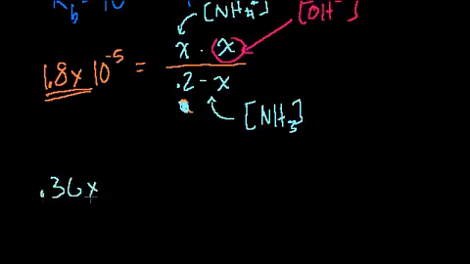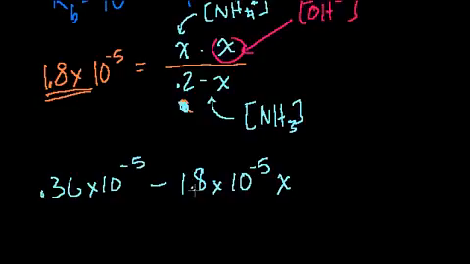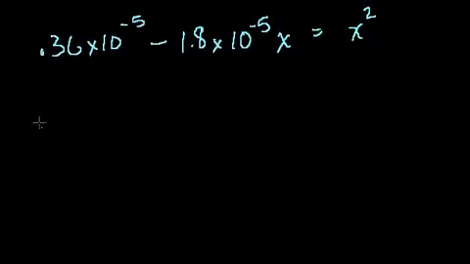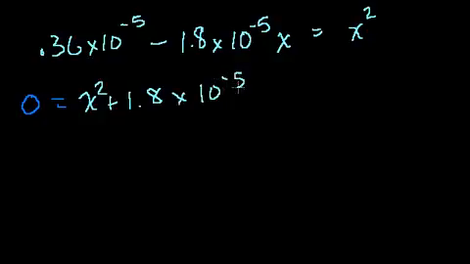0.36 times 10 to the minus 5, right? 2 times 1.8 would be 3.6. This is 0.36, minus 1.8 times 10 to the minus 5 x, right, is equal to x squared. Let's put everything on the same side of the equation. I'm going to move all of these to the right-hand side, so you get 0 is equal to x squared. Add this to both sides of the equation, plus 1.8 times 10 to the minus 5 x.